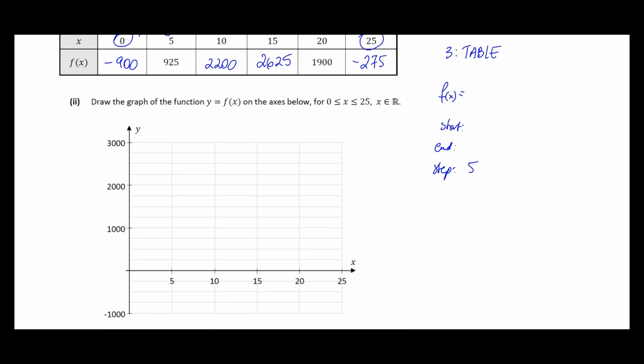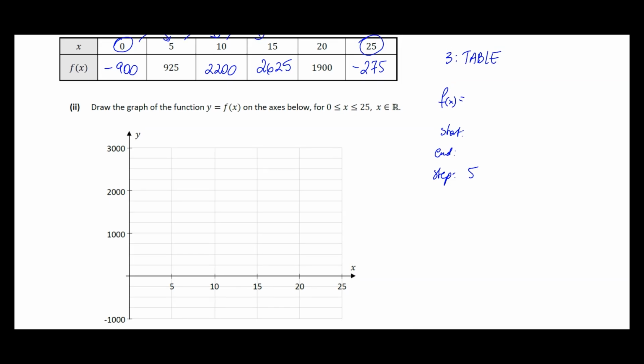So the next thing is drawing our graph. We have to mark the dots. So for 0, minus 900. Here that's 1,000. Let's see, 1, 2, 3, 4. So 1,000 is divided into 4 parts. That means each part will be 250. So that will be minus 250. Here will be plus 250. We are looking at 900, so that will be somewhere close here.